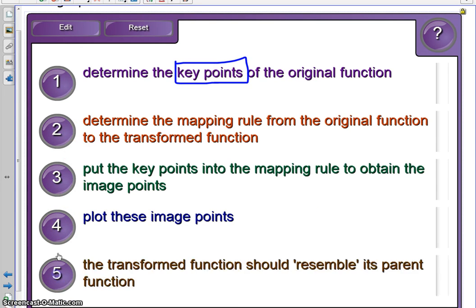You plot those points, and then you just make sure that your new graph resembles a parent function. And that's really just a check to make sure you haven't made any mistakes, right? If you have an absolute value function and you're graphing a transformed absolute value function, the general shape should still look like the parent function. If it's not, you know you probably made a mistake somewhere.